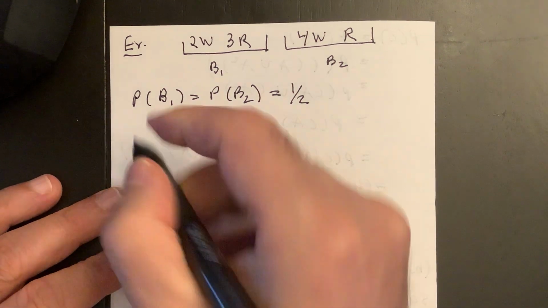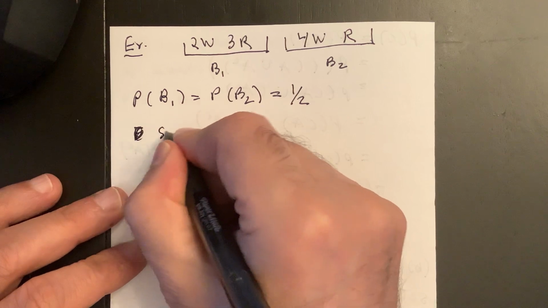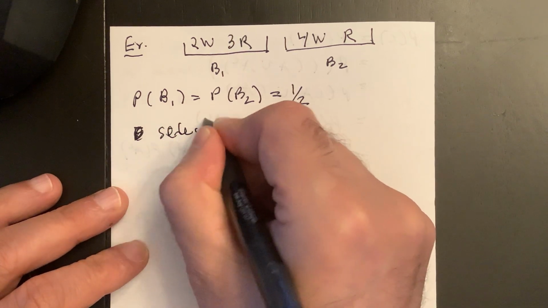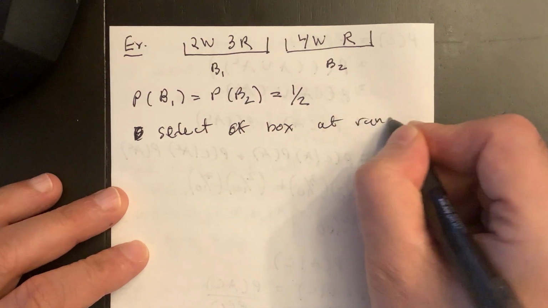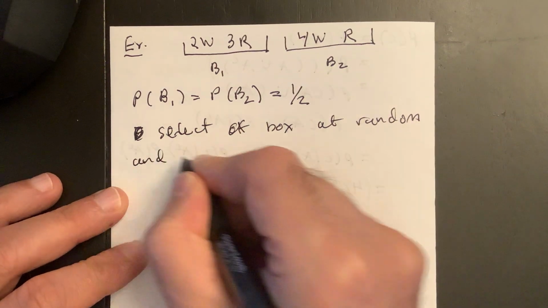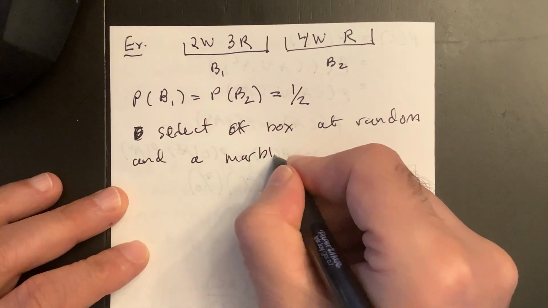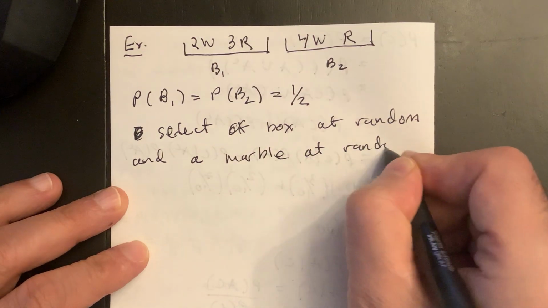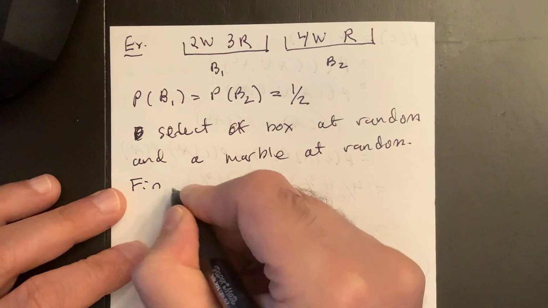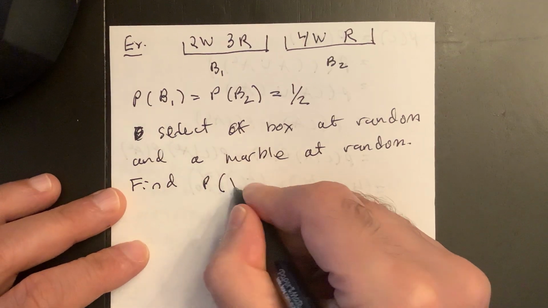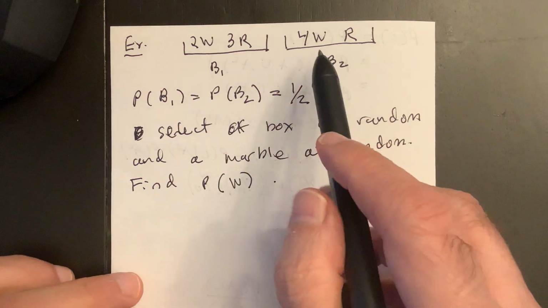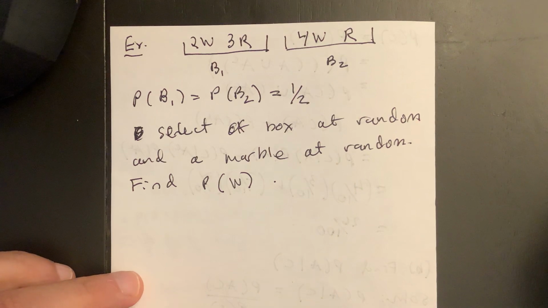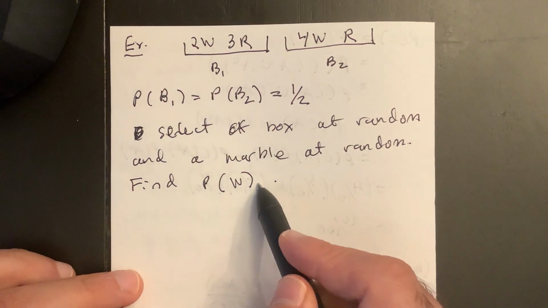So then let's say find the probability: select a box at random, half chance each, and a marble at random. Find the probability a white marble is selected. It seems because they're equal that it should get the total. I should get 3/5 for this. Let's compute it carefully and see if we get 3/5.